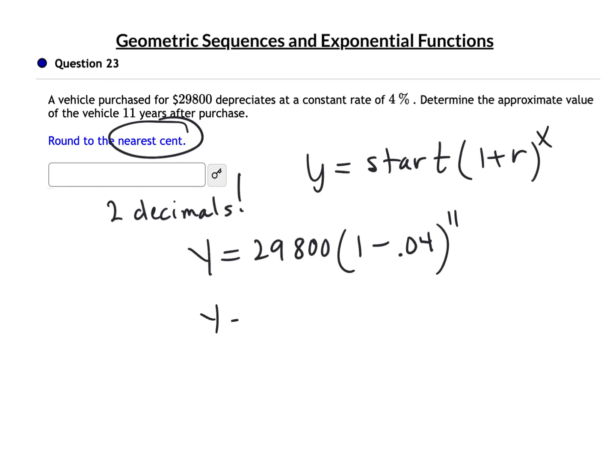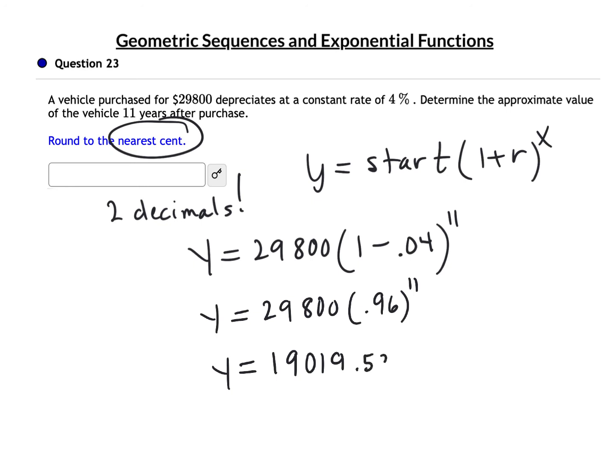We can simplify this to y equal 29,800 times 0.96 to the power of 11. And that ends up being 19019.532. Now I'm writing the 2 just to point out this is the digit we look at to round to the nearest cent. The 2 tells us to keep that 3 the same. So our answer then is $19,019.53.